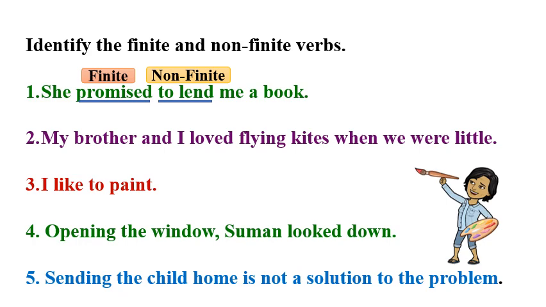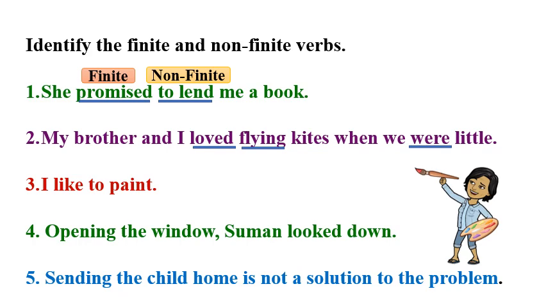Number 2. My brother and I loved flying kites when we were little. There are 3 verbs in this sentence: loved, flying, and were. Children, here were is a helping verb. So we must be careful to identify these verbs also. Mostly helping verbs will be finite verbs.